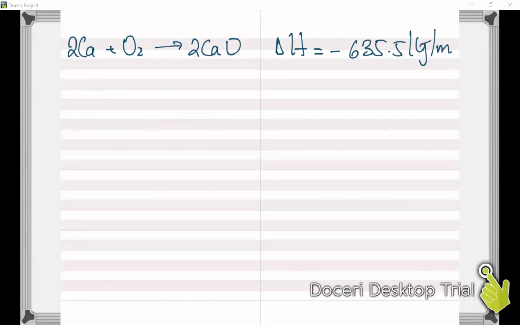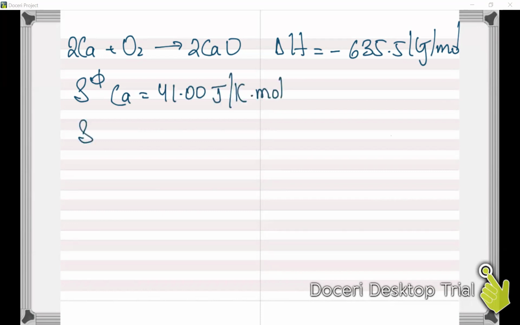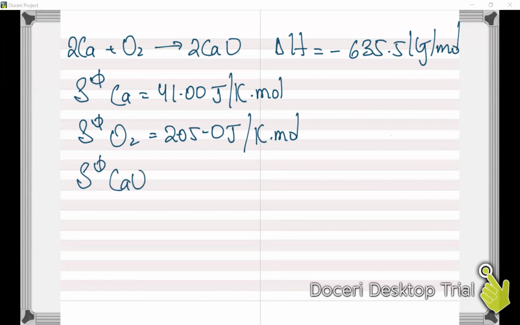So I'm giving you a quick question again, and after that you will tell me whether this particular reaction is possible or not. So 2Ca plus O2 changing into 2CaO. Here the value of delta H is minus 635.5 kilojoule per mole. Entropy for calcium is 41.00 joule per mole Kelvin, for oxygen it would be 205.0, and the entropy for calcium oxide is 40.00 joule per Kelvin mole. So calculate the Gibbs free energy and also calculate whether the reaction is feasible or not.